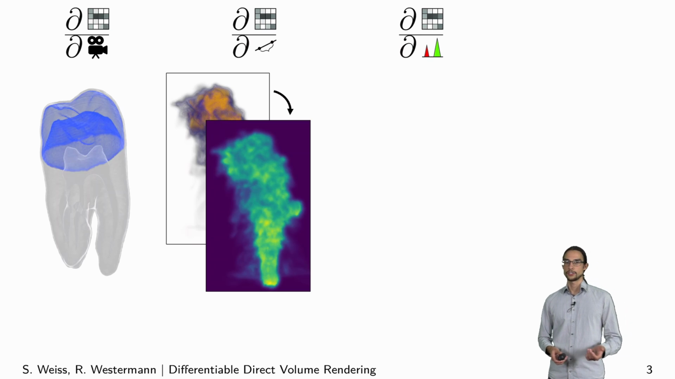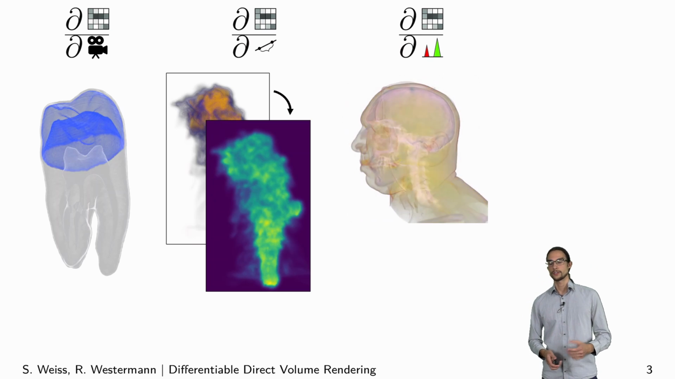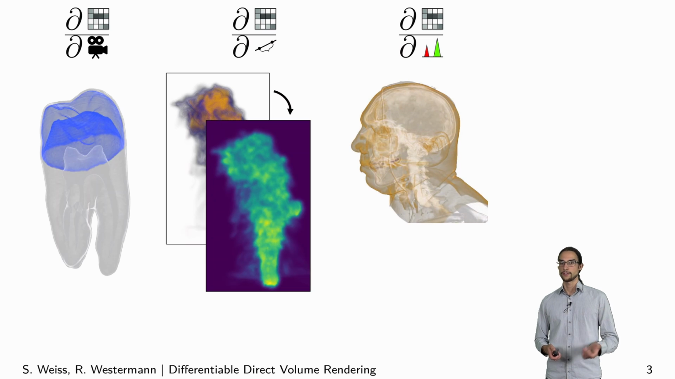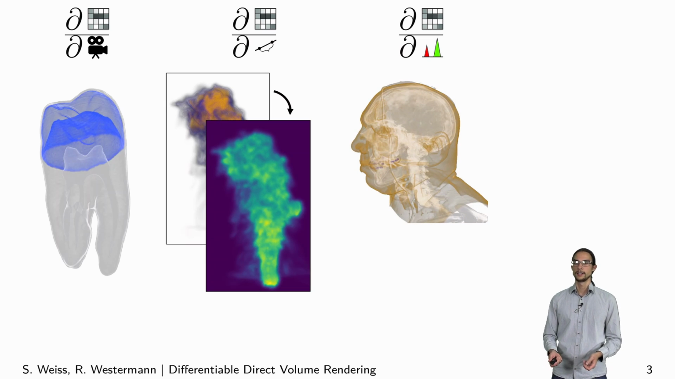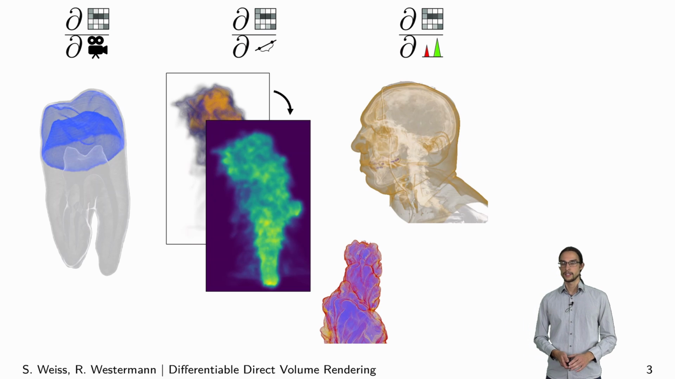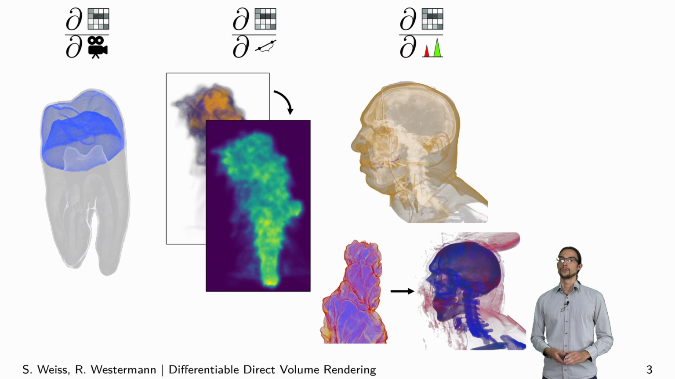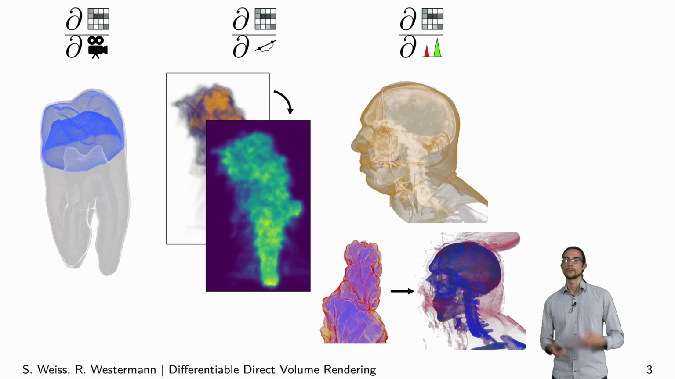For the transfer function, we show how to reconstruct the transfer function from images. Or thinking this a step further, given a reference image from some other dataset, the style of this image can be transferred to the new object via style transfer.